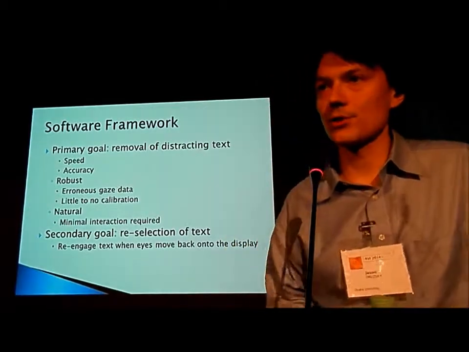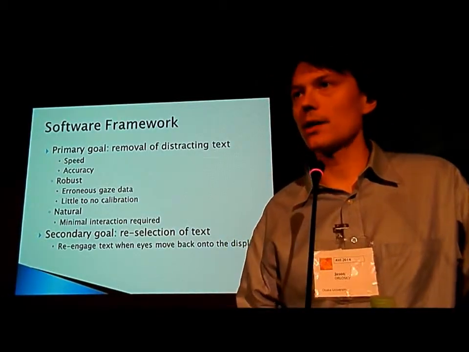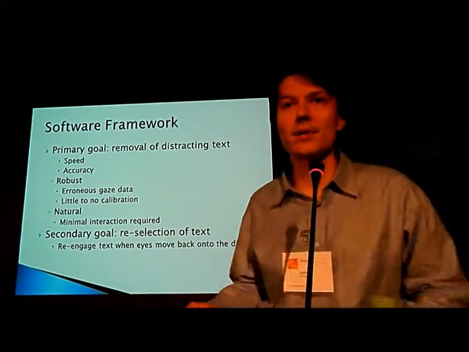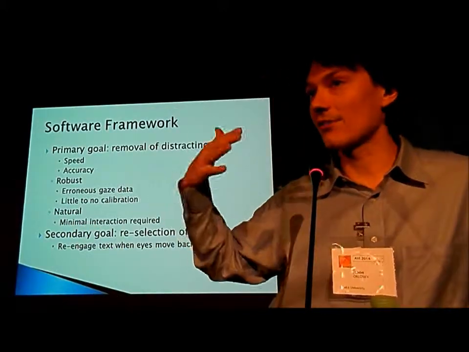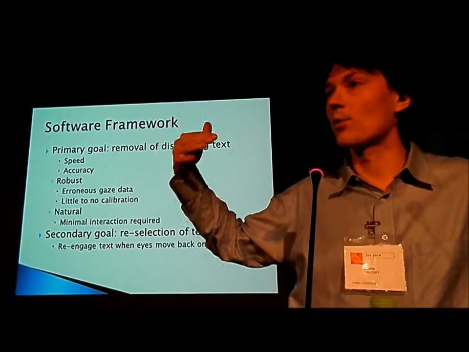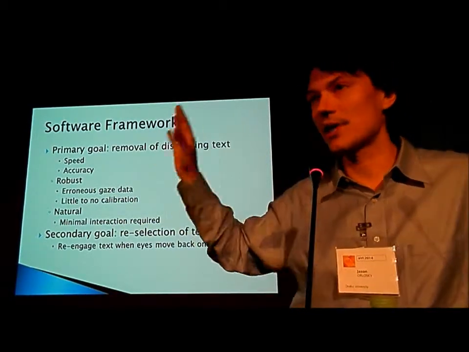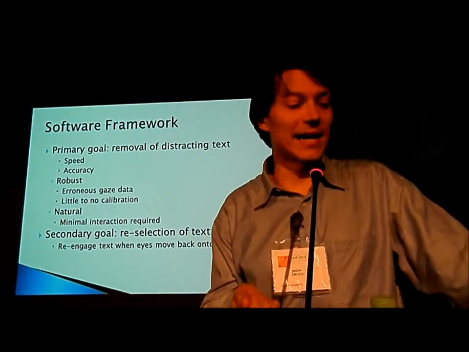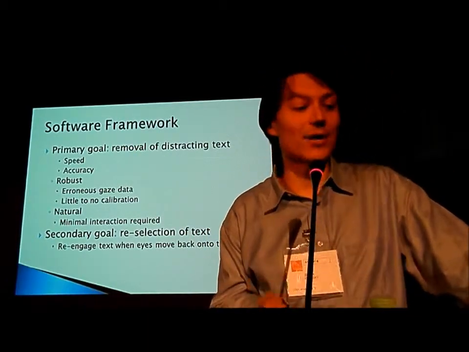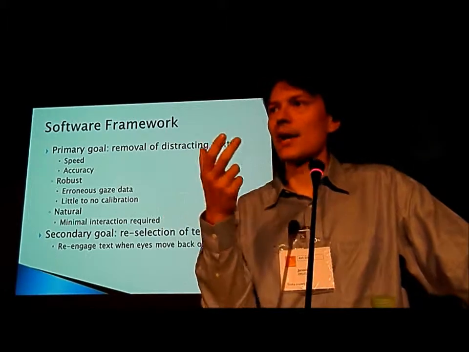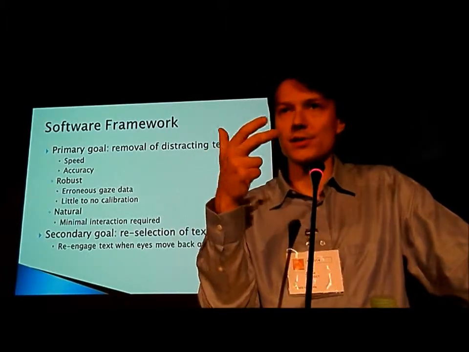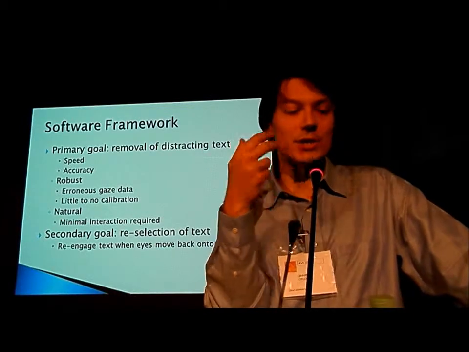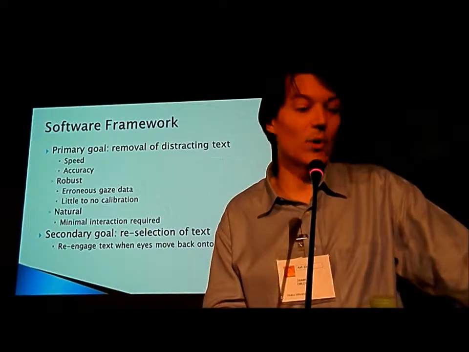So, as far as software is concerned, we have 2 primary goals. One, and the most important, is to remove distracting text. So, if you're walking around the environment and a car is oncoming and you want to judge how fast that car is coming or from where a bicycle is coming at you, you don't want to see anything on the screen. You want to have a clear view of the environment. So, removing that text, doing it quickly, doing it accurately, and also, the eye tracker has a tendency to move on people's faces. Despite bad gaze data, we still need to be able to remove text robustly.